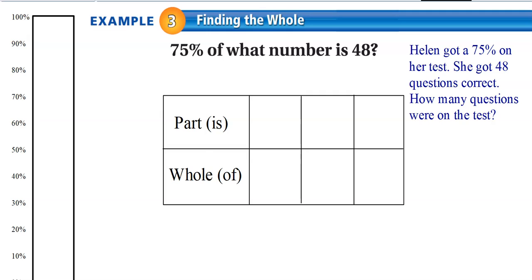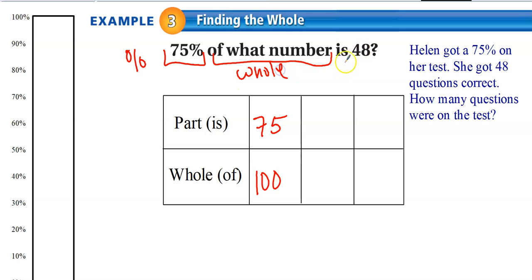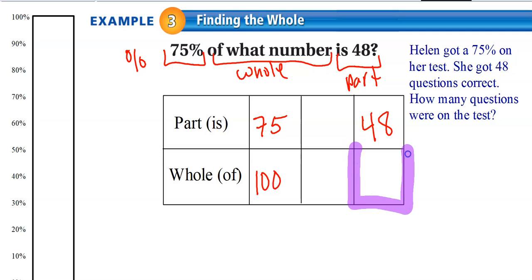So I've got a part to whole ratio table. And I know every time I have a percent, that takes up the whole column in my table. It's 75 over 100. And so there's my percent. There's the whole that's missing. And this is the part that I got right. So I'm going to put 48 here in my part column, and then I am trying to solve for the missing whole. What was the total number of questions that were on the test?